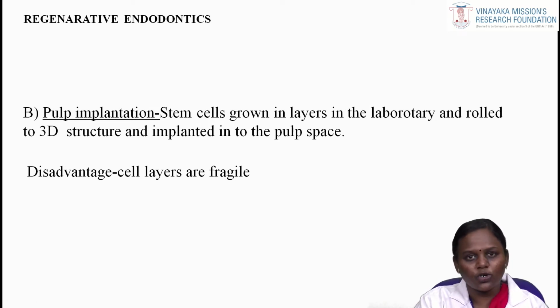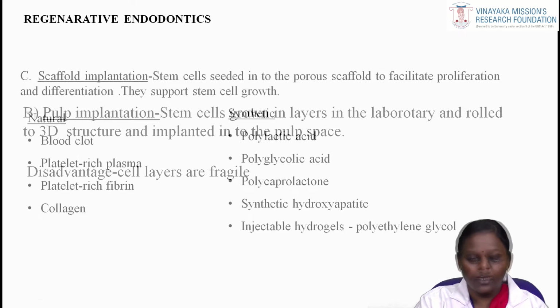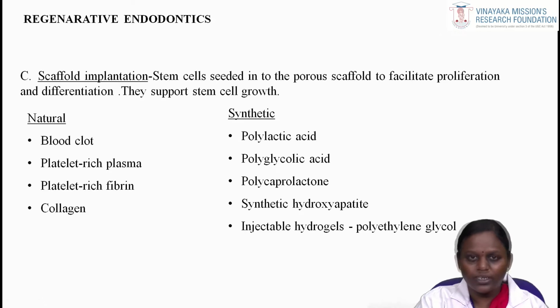The stem cells are grown in the laboratory as layers, and these are rolled into a 3D structure and implanted into the pulp space. The disadvantage of this technique is that the cell layers are found to be fragile. Hence, this technique was not followed. Then comes the scaffold implantation. The scaffold implantation is nothing but the stem cells are seeded into the porous scaffold to facilitate proliferation and differentiation.